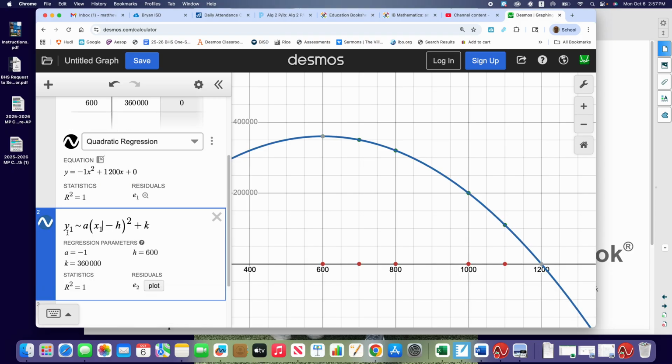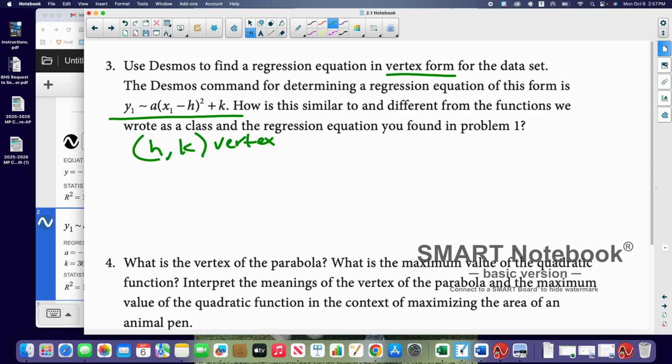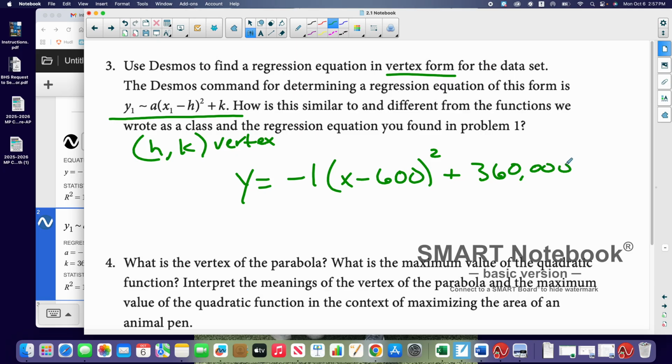Okay? Now, when I do this, it says the regression, A is -1, so there's a -1 there. H is 600 and K is 360,000. Well, what was 600 and 360,000 from a while ago? That was my vertex. That was my answer. Now that I have it in vertex form, those numbers show up in the equation. So my vertex form would be y equals -1 times (x minus 600) squared plus 360,000.